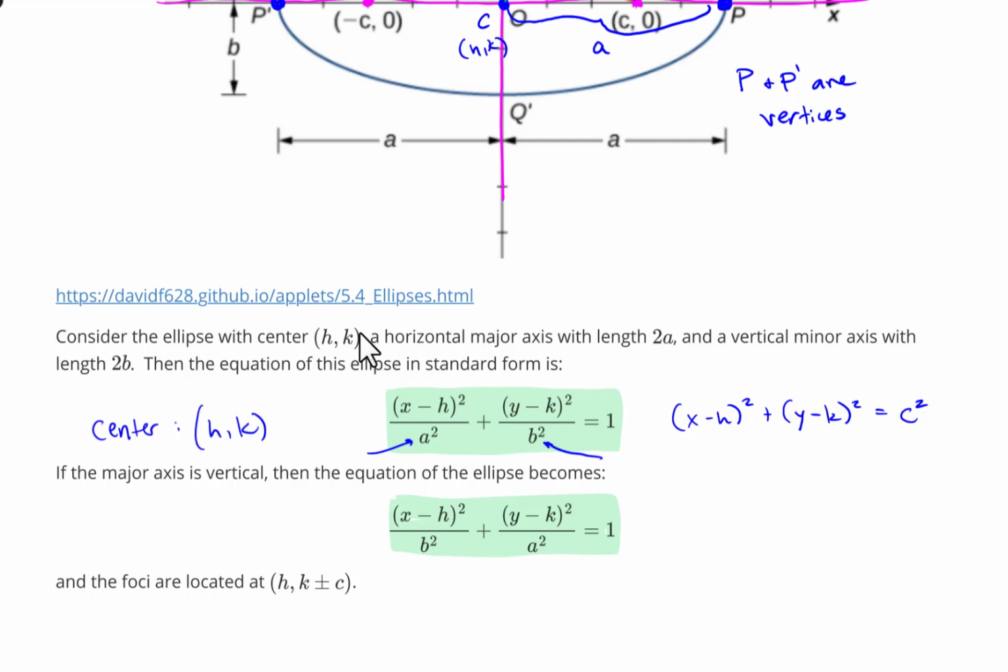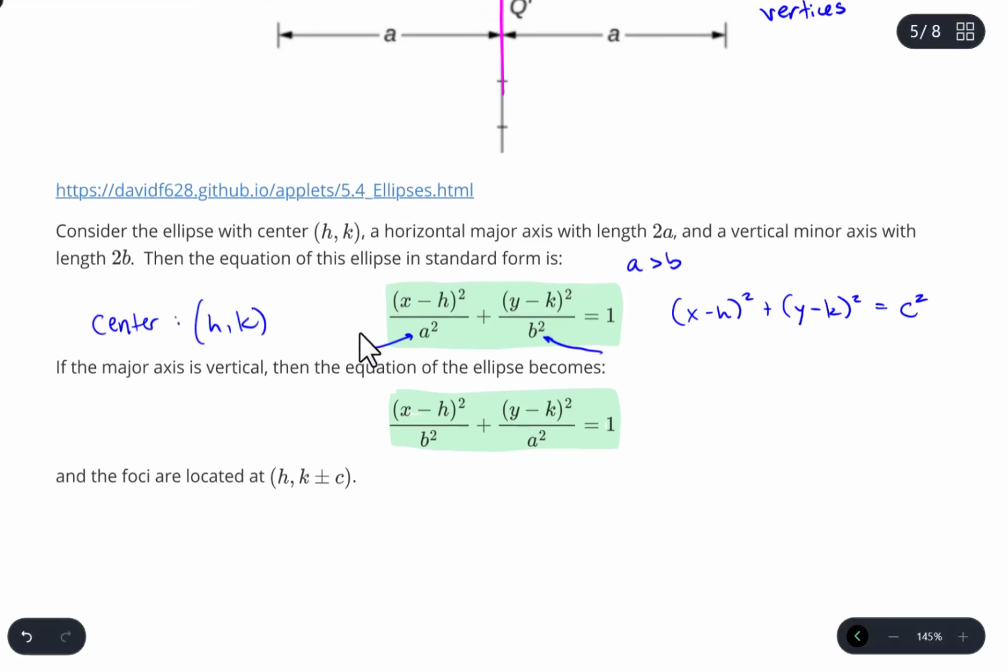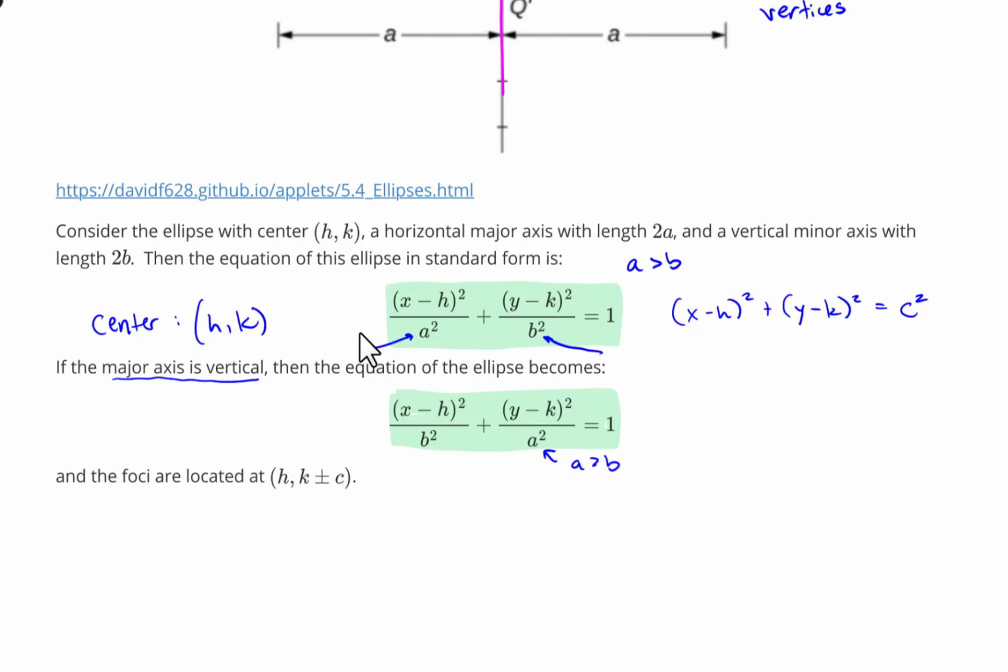Now, remember a is always larger than b. If your major axis is horizontal, then a, the larger of these two values, is under your x-coordinate. If your major axis is vertical, then a is going to be under the y-coordinate. So whichever number is larger, and whichever coordinate that's under, either x or y, tells you very easily if your major axis is horizontal or vertical.